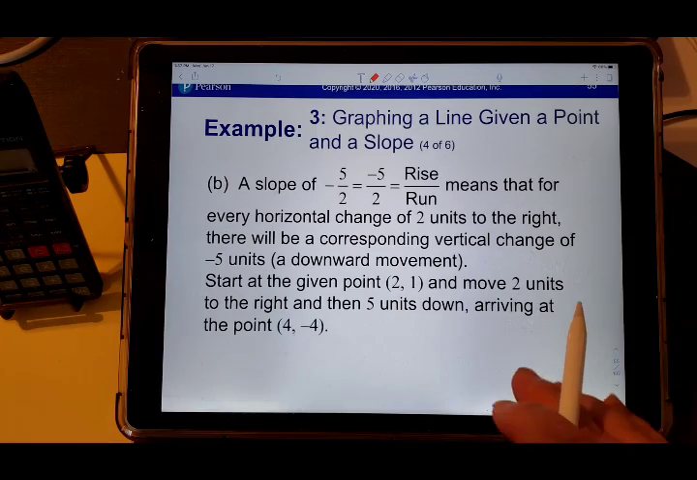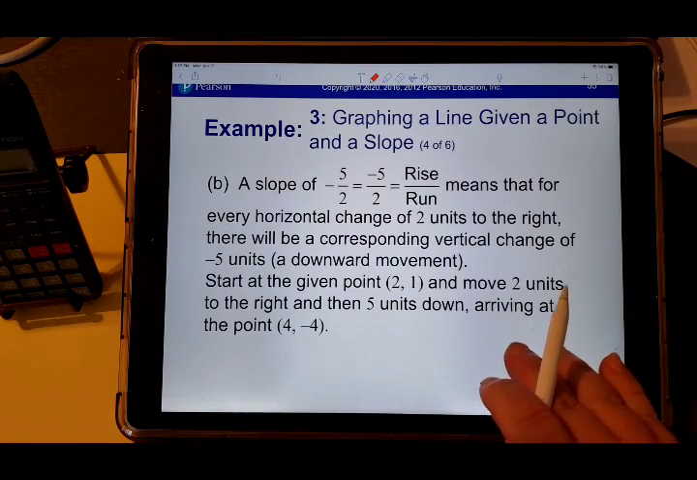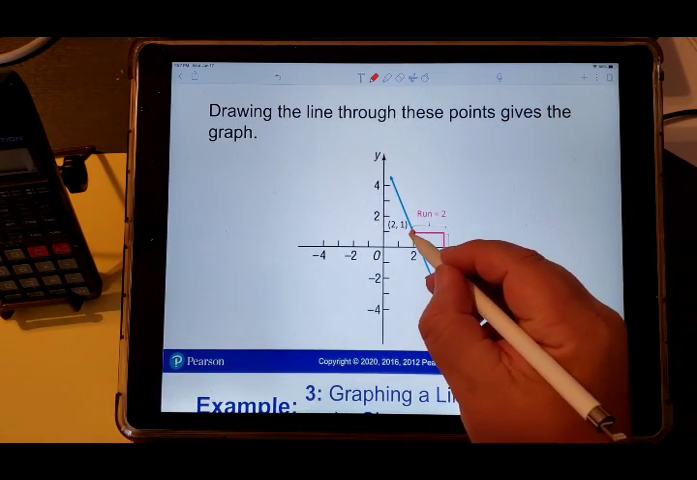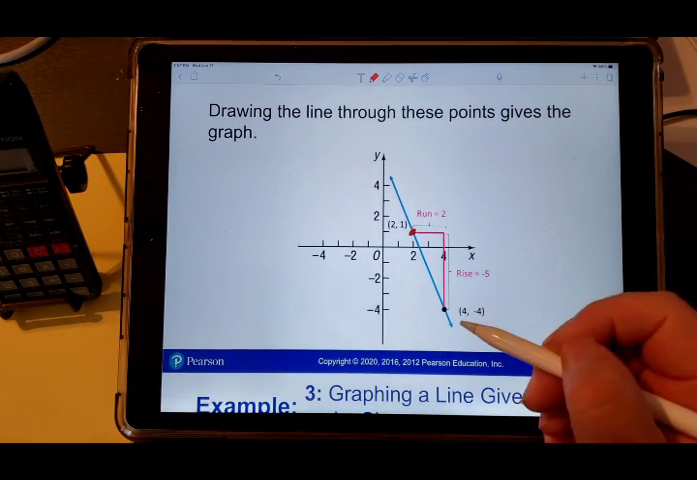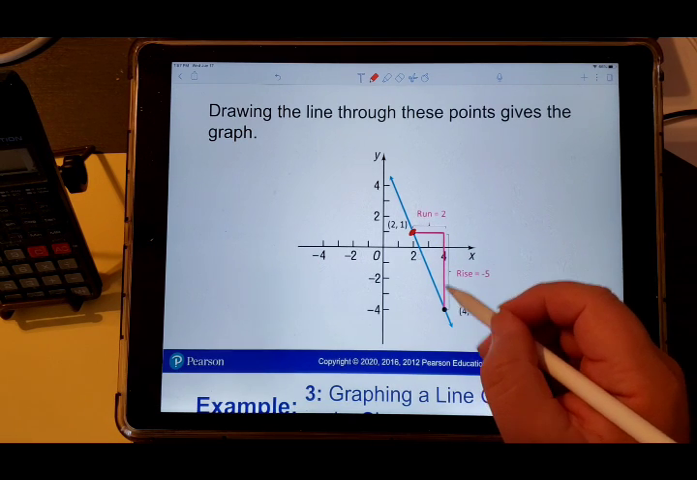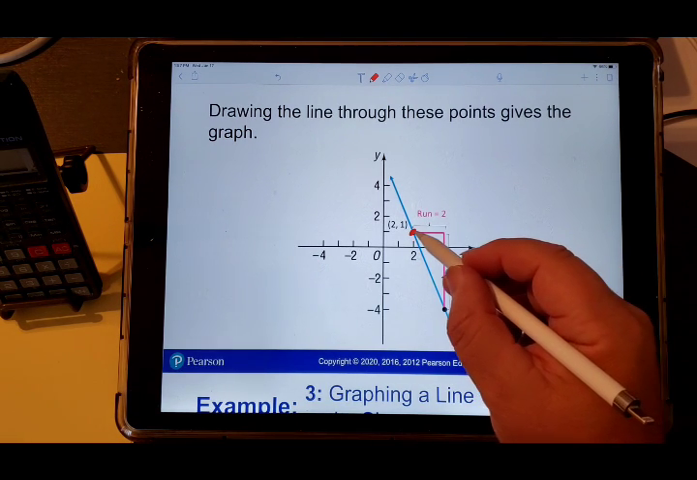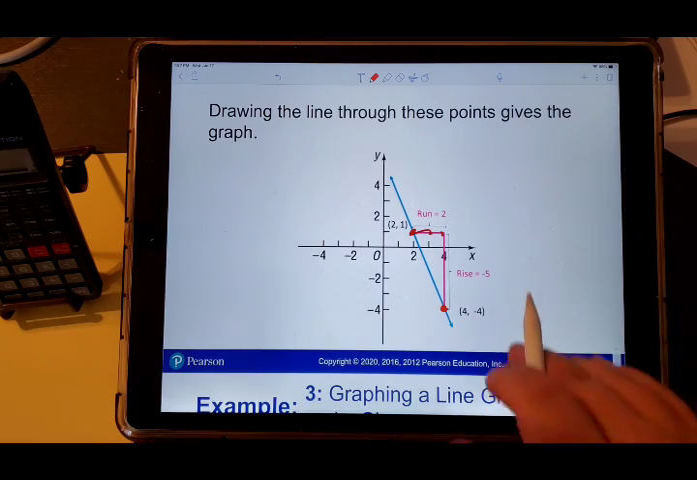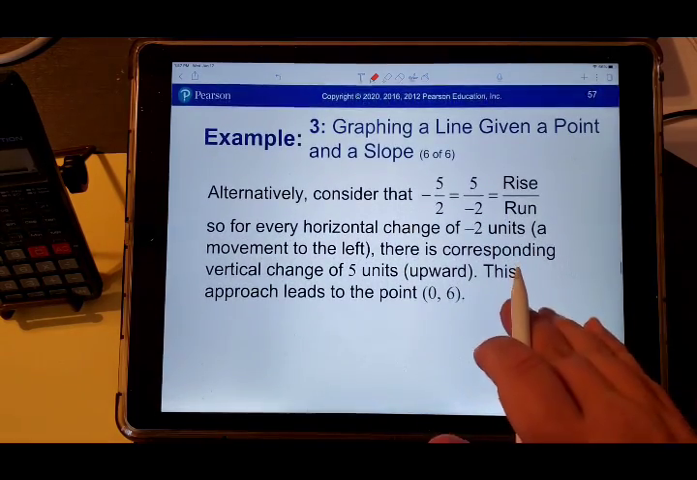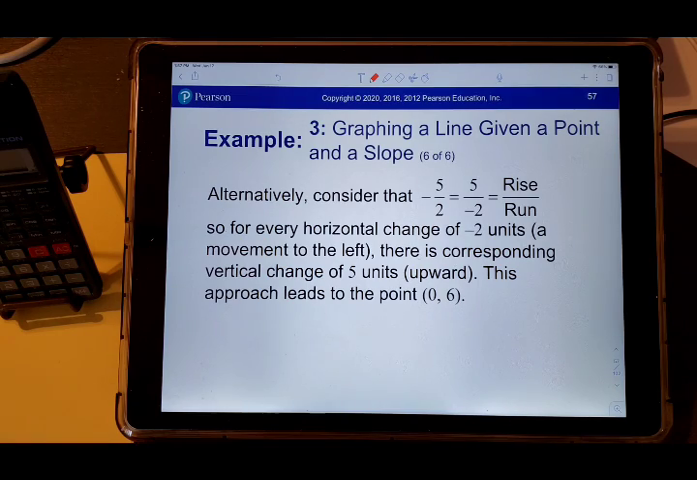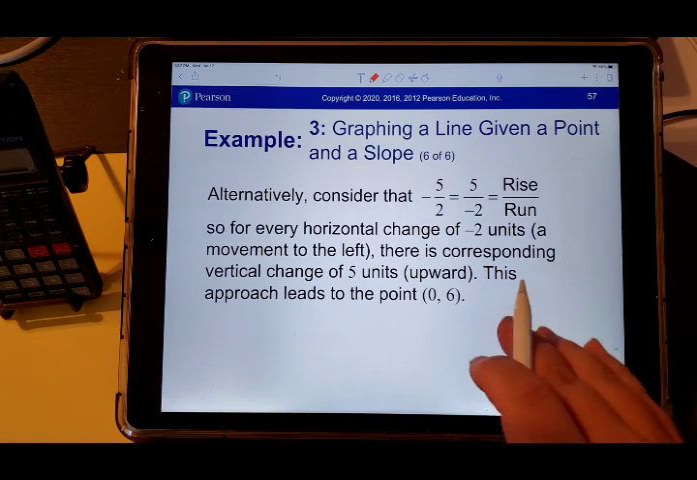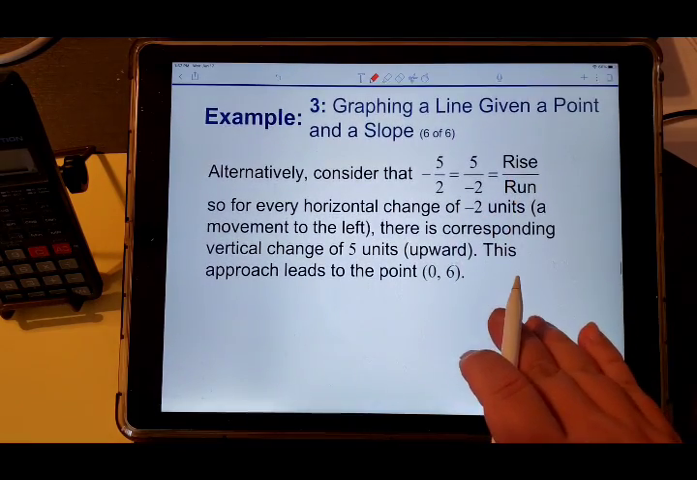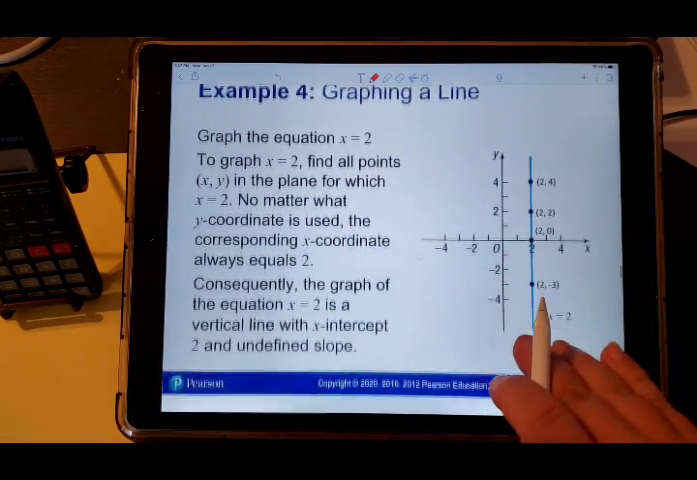This is the second part of that same example. You have a starting point, and you use the slope to find another point. So the denominator is 2, the numerator we can think of as -5. It takes us to that point, and that gives us the graph. They're saying I could have looked at the point another way, but once you get one extra point, I think we're good.